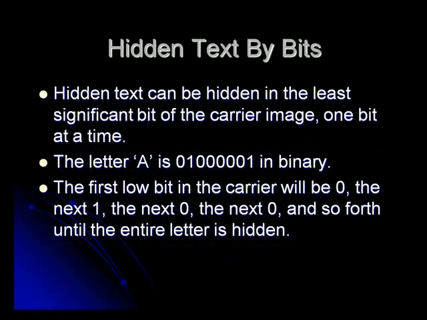Now, you can take the hidden text or whatever data and split it up into bits and store those bits in the least significant bit of the carrier. Let's take a look at the letter A. It is in binary 01000001. So that first low order bit in the carrier will be 0, the next will be 1, the next will be 0, and so forth until the entire letter is hidden.